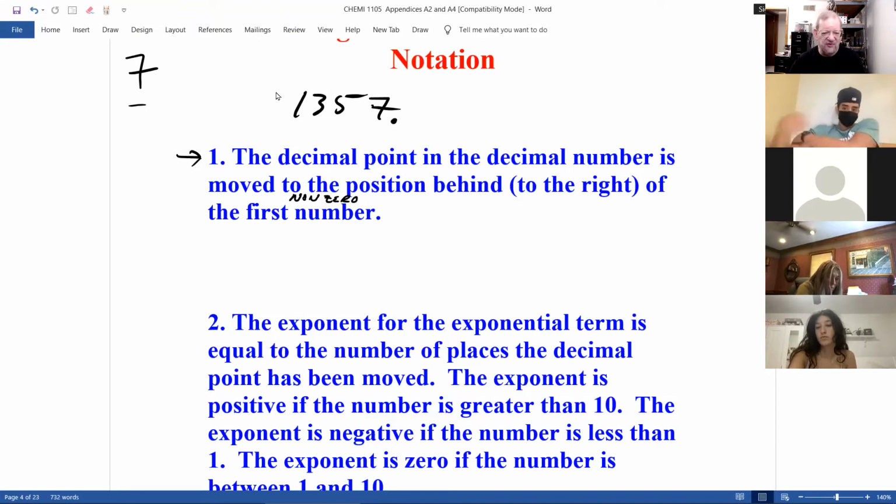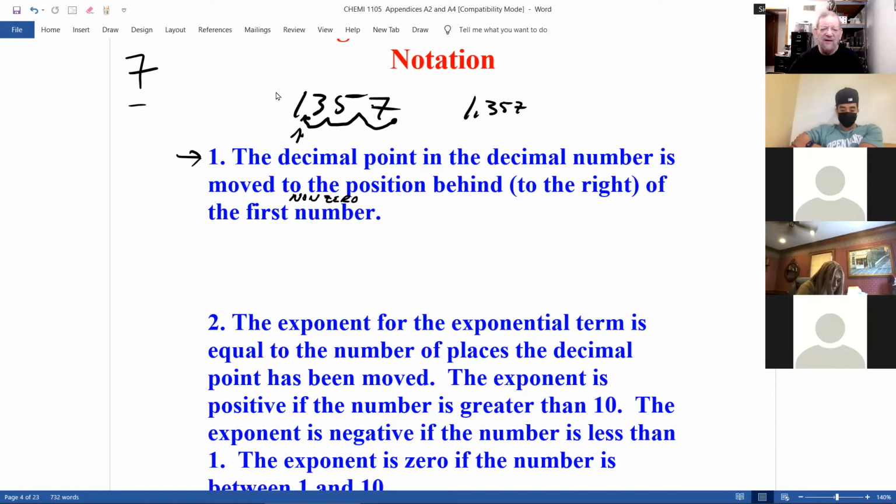So let's assume there's a decimal point here. Even if there isn't, let's assume we move it 1, 2, 3 times to the right of the first non-zero number. And therefore, I'm going to write it 1.357. Now, it's times 10 to the power. The exponent, the n.